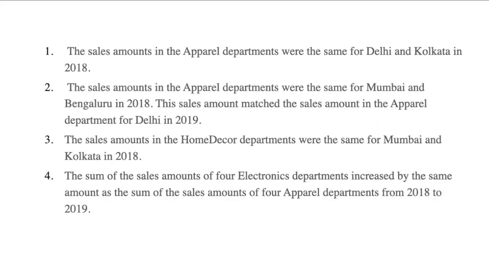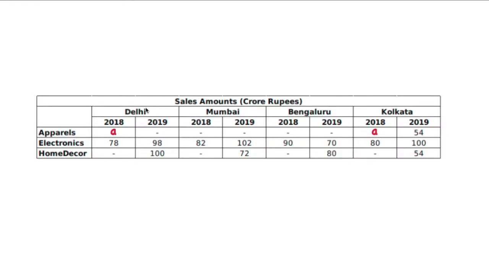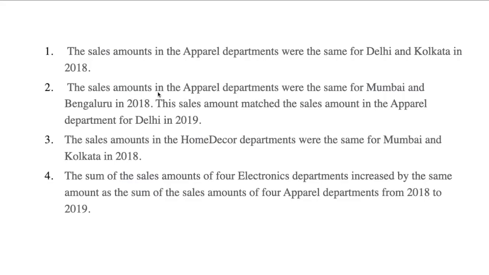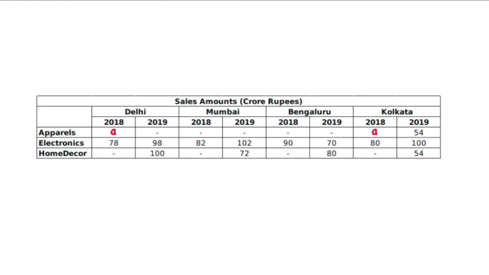Okay, so we'll check into the conditions and see how much of the table we can fill. So the sales amount in apparel department were the same for Delhi and Calcutta in 2018. So let us assume it to be A. Then Delhi 2018 is A and Calcutta 2018 is A. The second condition is the sales amount in apparel department was the same for Mumbai and Bengaluru, and this amount is the same for Delhi 2019. So Mumbai 2018 and Bengaluru 2018, let us say it is B. Then Delhi 2019 is also B for apparel department. So it will look like this right now.